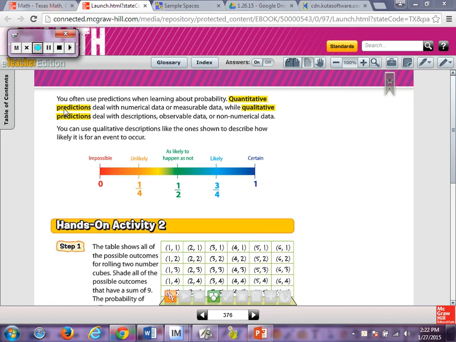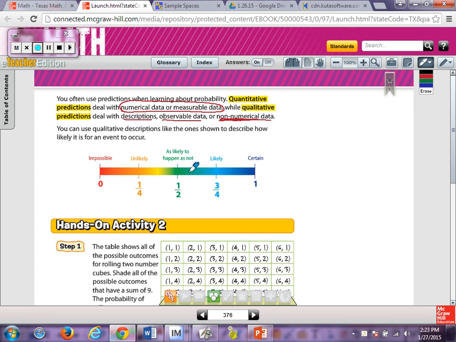Quantitative predictions deal with numerical data and measurable data. That means when we say the word quantitative, we're talking about numbers and things you can actually count or measure. While qualitative predictions deal with descriptions, observable data, or non-numerical data. So one deals with numbers, one deals with words, in other words.